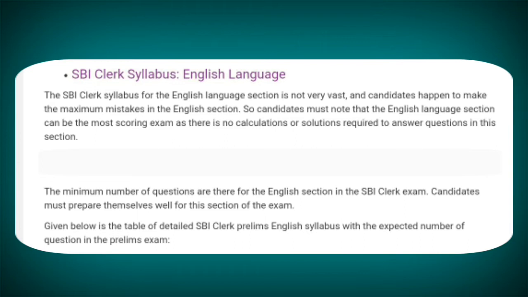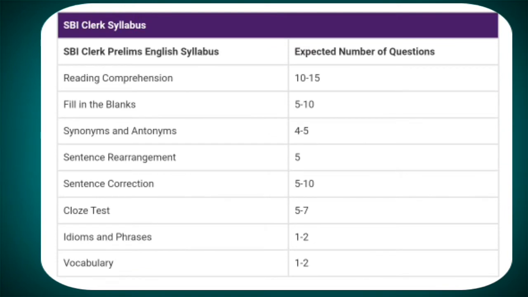Given below is the table of detailed SBI Clerk Prelims English syllabus with the expected number of questions in the prelims exam. SBI Clerk Syllabus, SBI Clerk Prelims English Syllabus, Expected Number of Questions: Reading Comprehension, Questions 10, 15; Fill in the Blanks, Questions 5, 10; Synonyms and Antonyms, Questions 4, 5; Sentence Rearrangement, Questions 5; Sentence Correction, Questions 5, 10; Cloze Test, Questions 5, 7; Idioms and Phrases, Questions 1, 2; Vocabulary, Questions 1, 2.